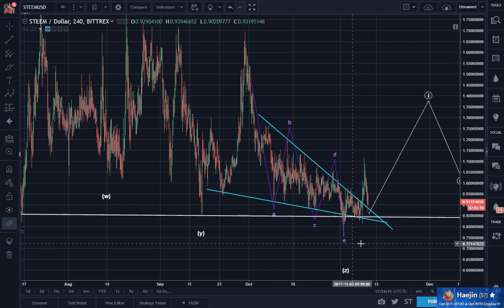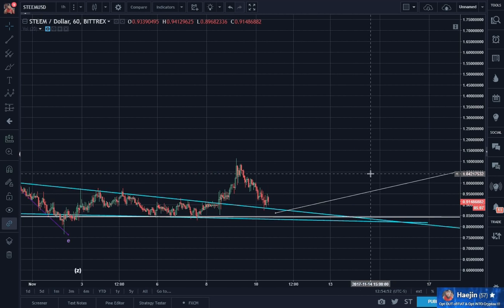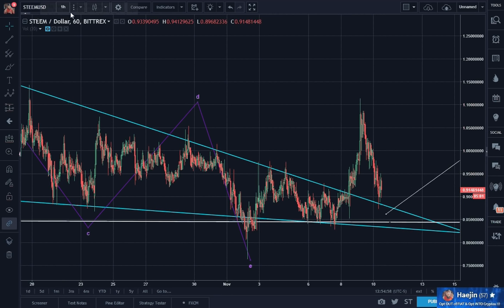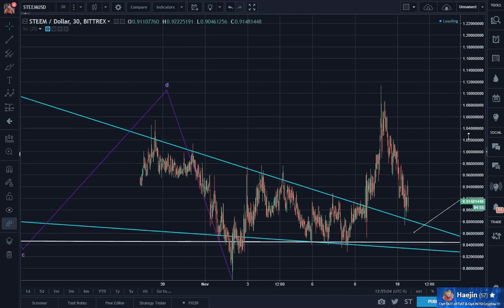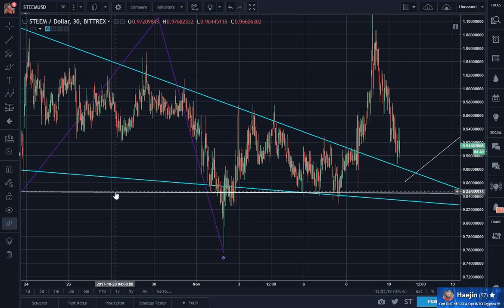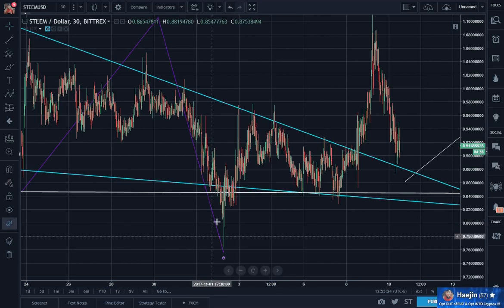So what I want to do is look at this in a higher resolution. Let's go to 1 hour. Let's go to 30 minutes. So we call this the bottom of E, and there was a bullish wick where it pierced this white line of the horizontal trend and came right back in.